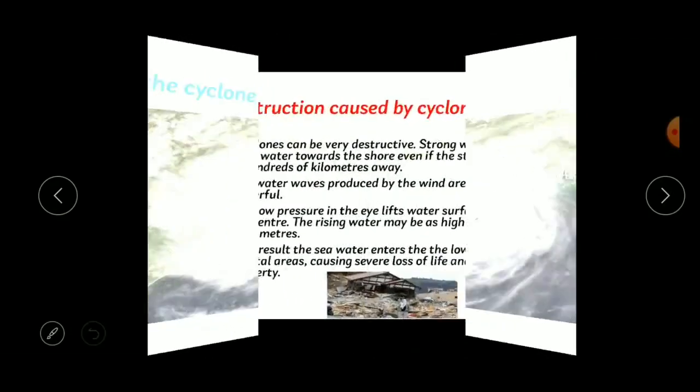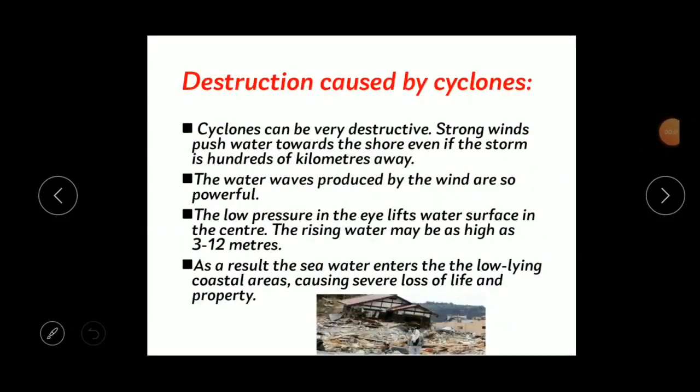Now the next topic is destruction caused by cyclones. Destruction is nothing but damage. Okay, so the first point is cyclones can be very destructive. As I told you, cyclones are very destructive.